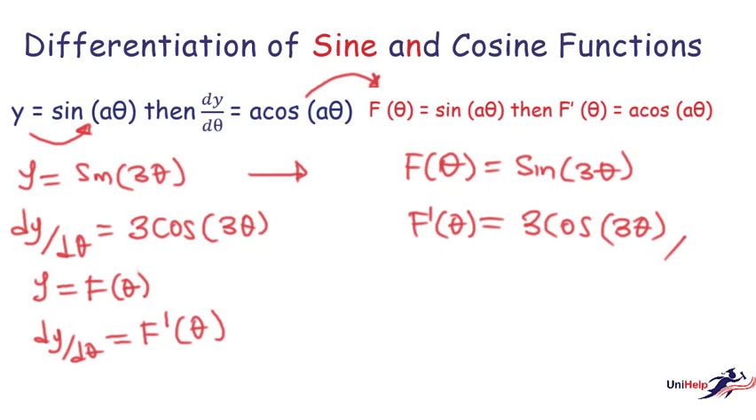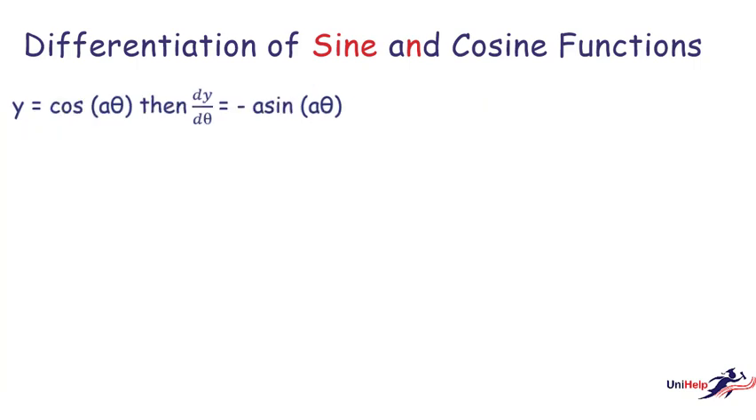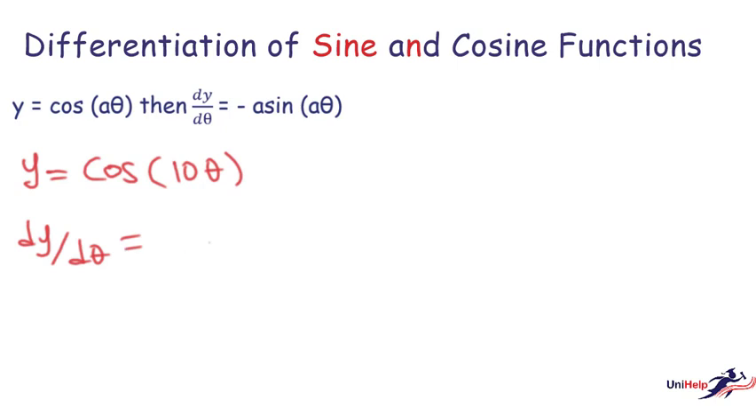Now let's look at how to differentiate a cosine function. For a cosine function in the form cos a theta, its derivative, dy d theta, is given as negative a sine a theta. That is, if we're given a function y equals cos 10 theta, its derivative dy d theta is equal to negative 10, which is negative a because a is 10 in this case, negative 10 sine 10 theta. And that is the derivative of this.